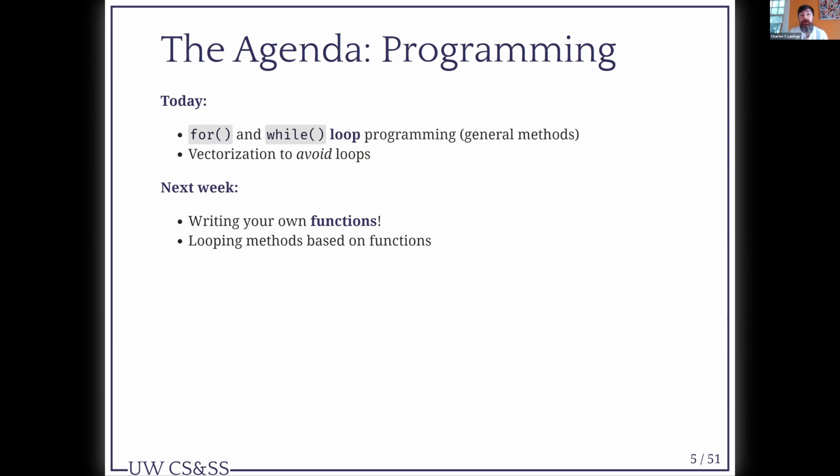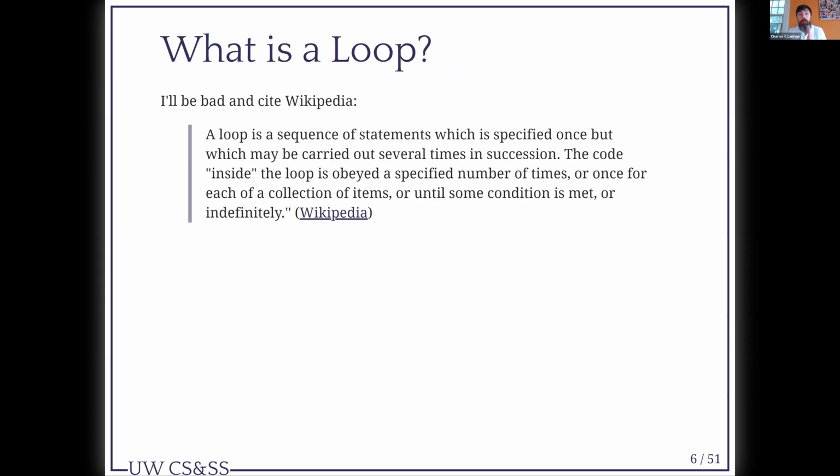Next week, we're going to talk about writing your own functions and then looping based on your own functions and doing vectorized stuff based on functions you write yourself. The real power in a language like R is writing your own functions to perform these repetitive tasks for you. We're going to get into that next week. Okay, so what is a loop? This is one of those rare cases when, for a technical thing, the explanation in Wikipedia is actually one of the most concise and well-written ones I've seen.